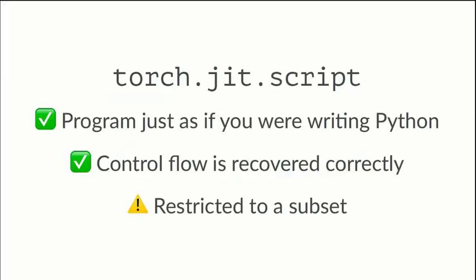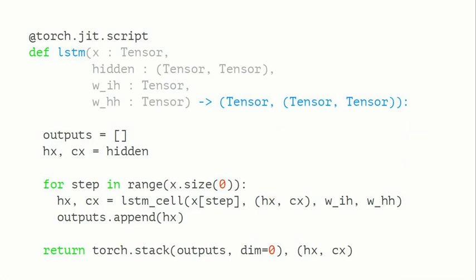And another way is scripting. Again, this time you are confined to a subset of Python, but we do recover control flow, and we will check that you are actually in the subset. Either you don't get any error and it works, or you get an error and it doesn't work. So if you're doing a recurrent neural network, for example, this is the case where you want to use script. If you're doing machine translation, you will be applying your recurrent neural network over different time steps, right?